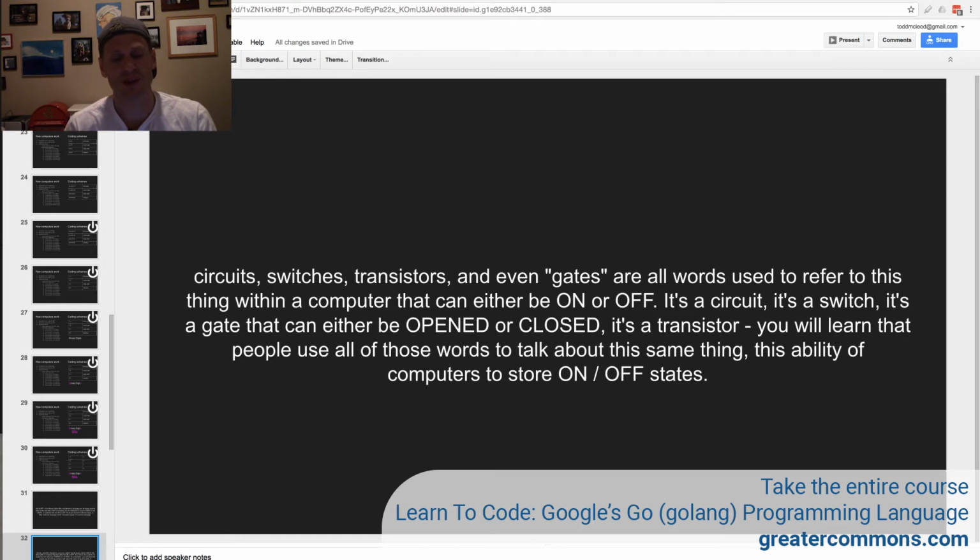And then circuit switches, transistors, and even gates are all words used to refer to this thing within a computer that can either be on or off. It's a circuit, it's a switch, it's a gate that can either be opened or closed. It's a transistor. You will learn that people use all of those words to talk about the same thing, this ability of computers to store on-off states.